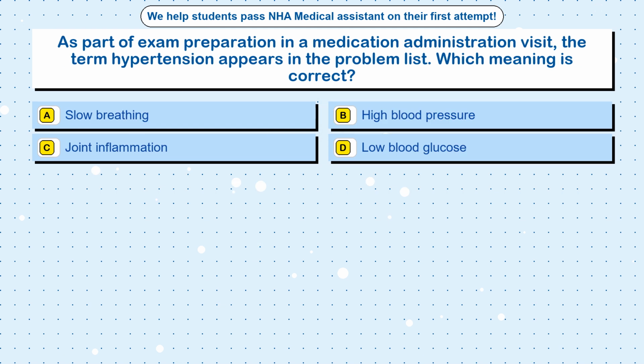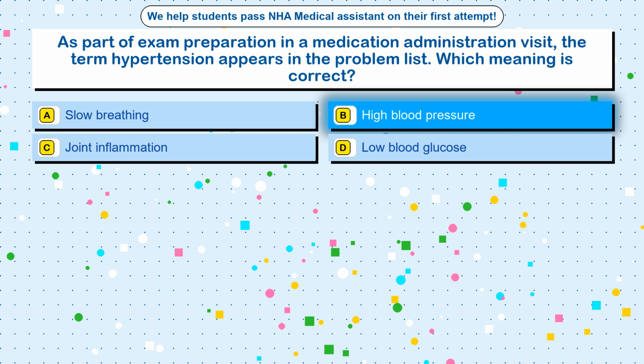Question 11. As part of exam preparation in a medication administration visit, the term hypertension appears in the problem list. Which meaning is correct? Option A. Slow breathing. Option B. High blood pressure. Option C. Joint inflammation. Option D. Low blood glucose. The correct answer is option B.